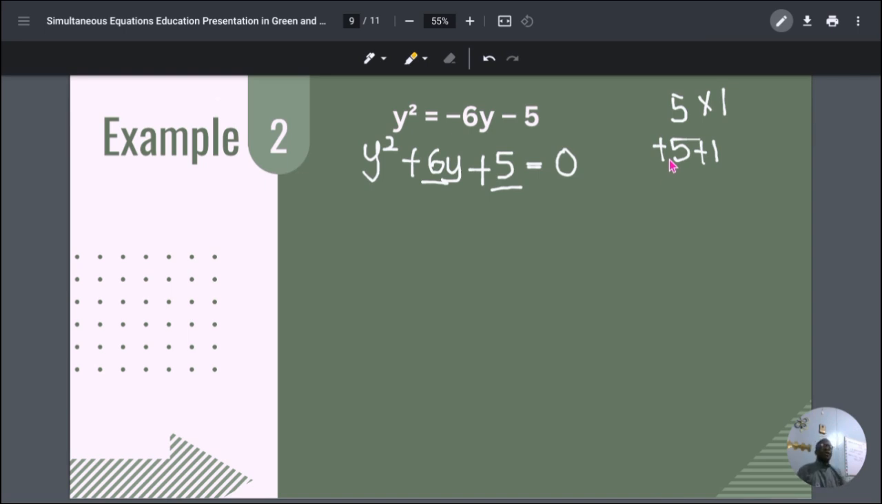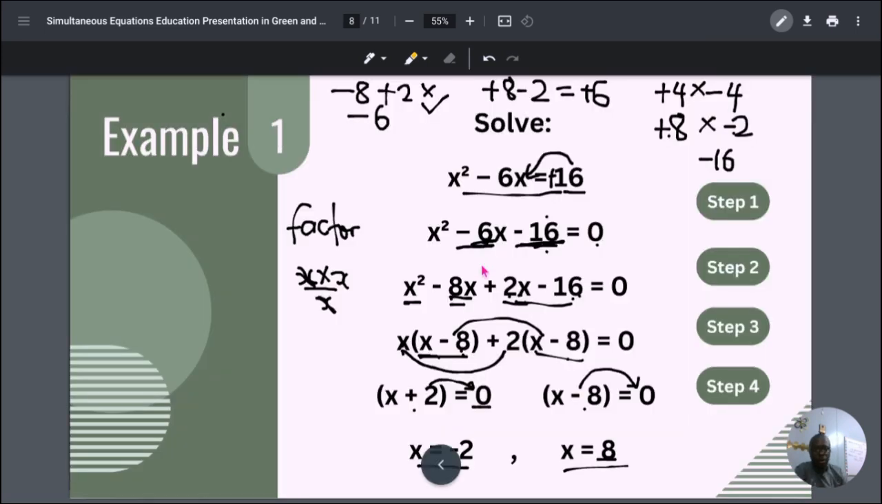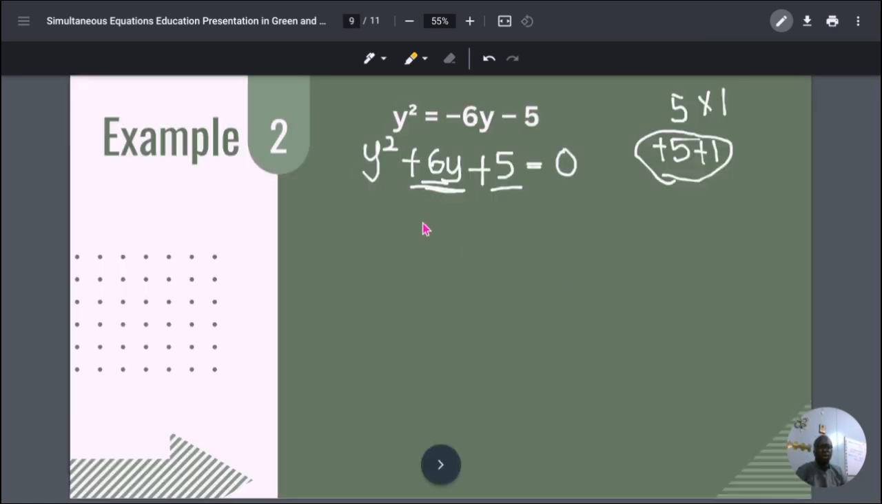So that means that the factors we'll be using will be plus 5 and plus 1. So now let's bring in this plus 5 plus 1 into this equation just to replace this one. Remember what we did in the former one here, you see that it was this minus 6 we replaced with the 8 and 2. The 16 was still there. So this one, you are replacing this plus 6 alone. You still leave your 5. So now follow me as we do together.